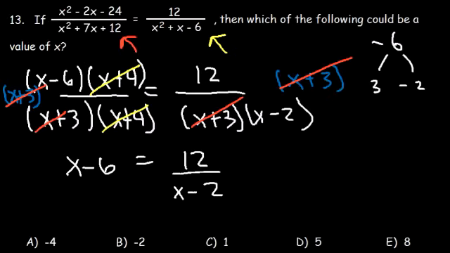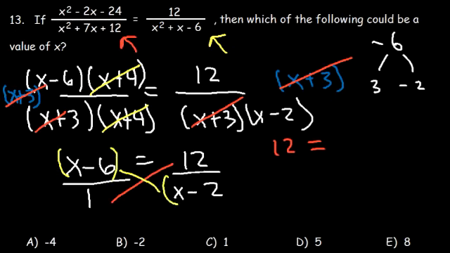So now what we need to do at this point is put this over 1 and cross multiply. So 1 times 12 is 12, and we can FOIL x minus 6 and x minus 2 if we multiply those two. So foiling x minus 6 and x minus 2 is going to be x squared minus 2x minus 6x, and then 6 times 2 is 12, so plus 12.